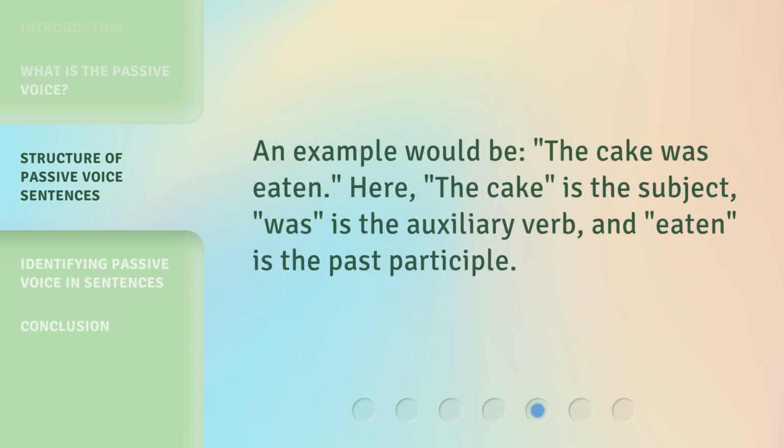An example would be, the cake was eaten. Here, the cake is the subject, was is the auxiliary verb, and eaten is the past participle.